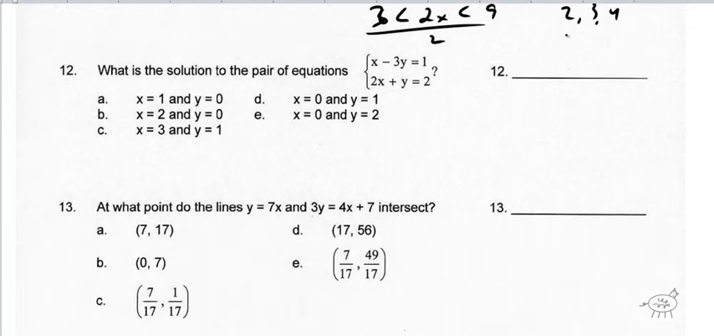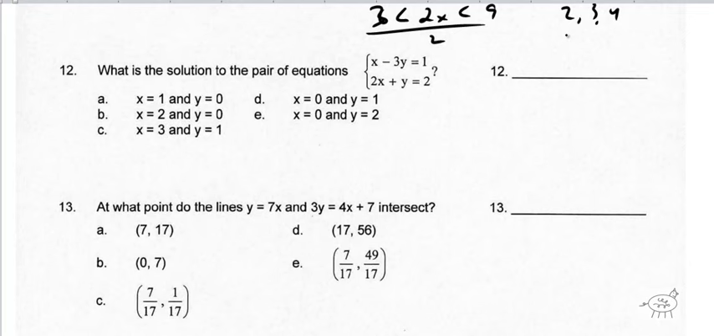Okay, number 12, what is the solution to the pair of equations? So basically, you can use your polysimult on your calculator. Okay, it's not a bad way to go. I think that's what I would do to solve it quickly. That's on the website too, on how to use polysimult. So you should definitely learn how to use that and get it on your graphing calculator.